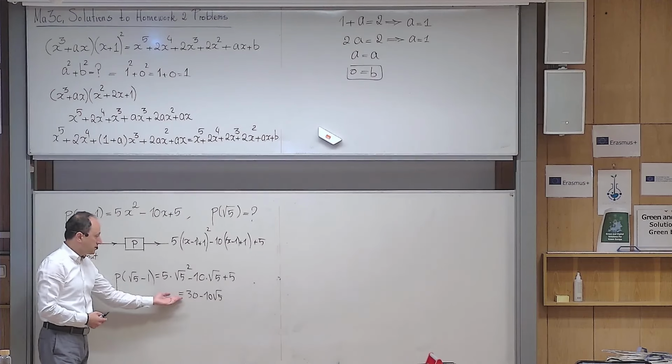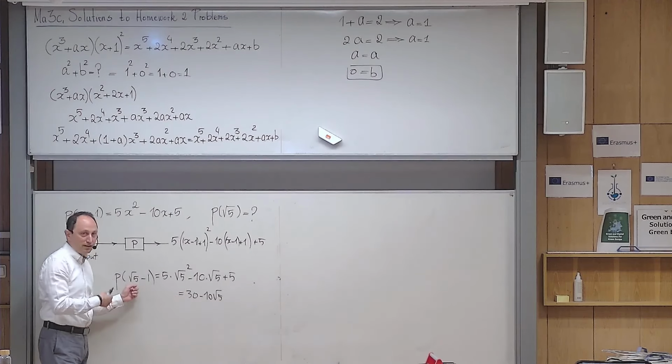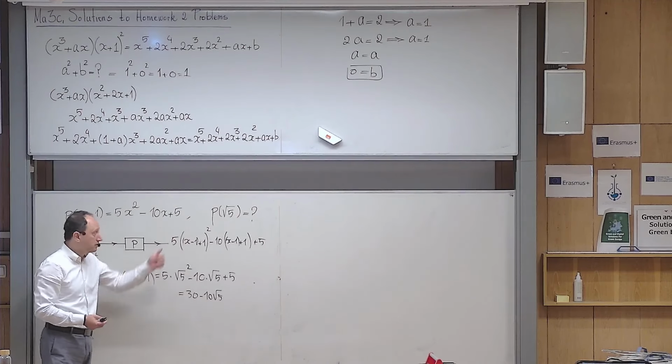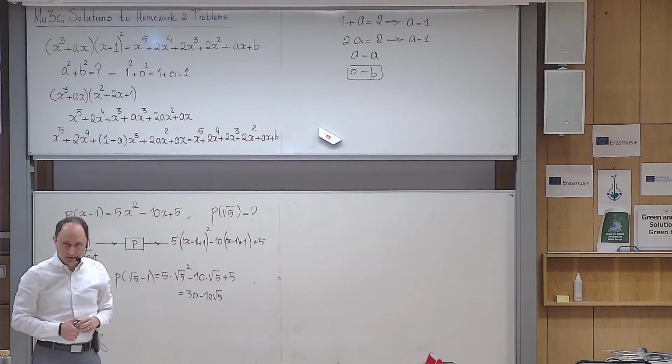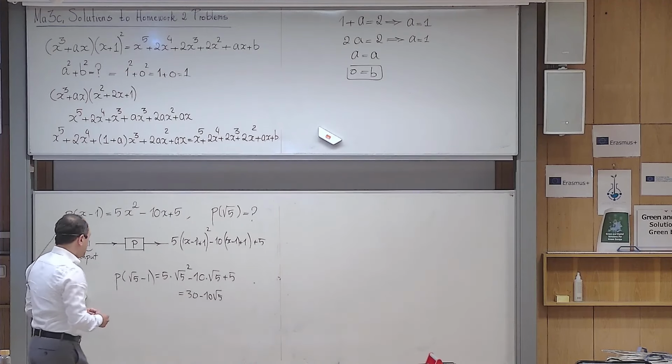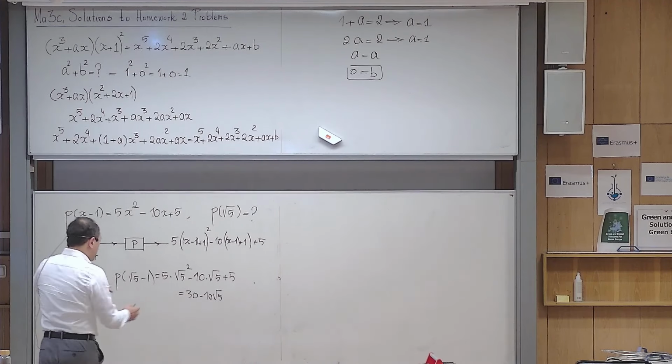No one tells this is wrong, but this is not what is demanded in the problem, because I have calculated p of the square root of 5 minus 1. What is demanded is p of the square root of 5. Okay? This equality is true, but useless for the problem at hand. So now you understand that, okay, this is very simple. If I replace x with the square root of 5, because of this structure, I will calculate p of the square root of 5 minus 1.